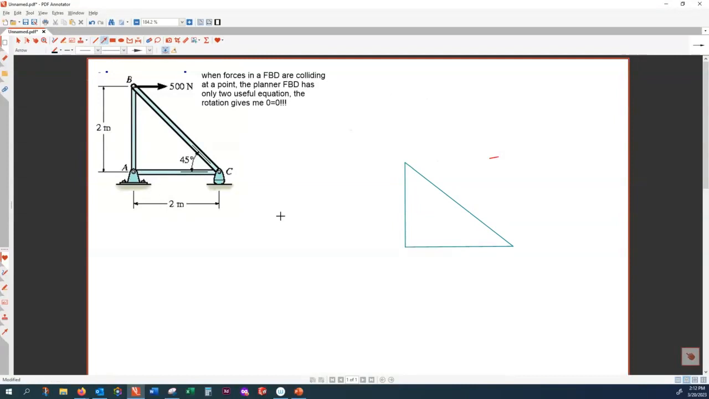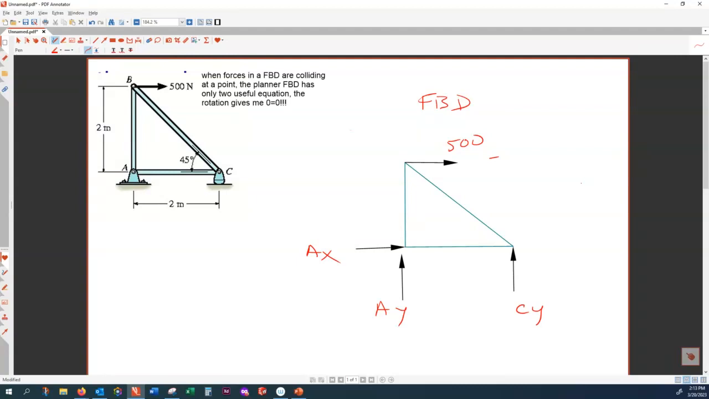Because I release A, it would resist in the X direction and Y direction. And how about C? C is a roller support. It has one force here, and then I have one force here. So that is 500 Newton here, and AX here, AY here, and CY here. So this free body diagram, how many unknowns does it have? Nguyen, how many unknowns are here? 3. Is this solvable or not, Nguyen?